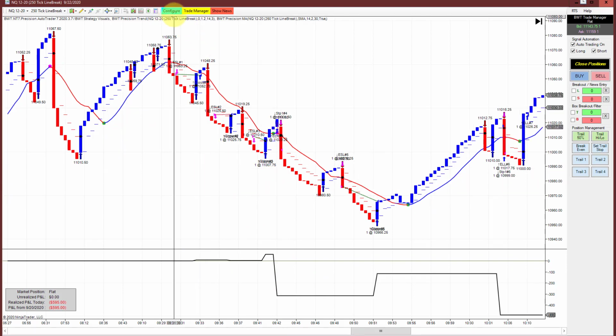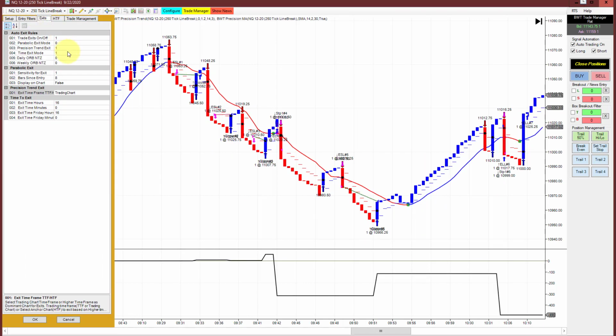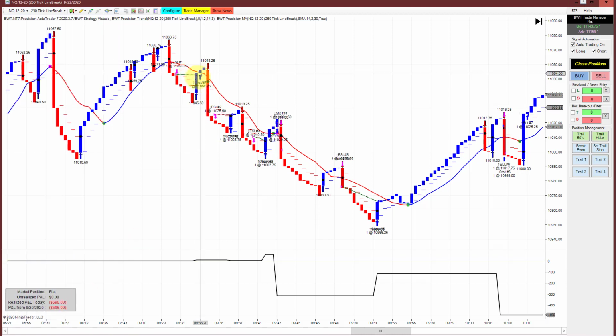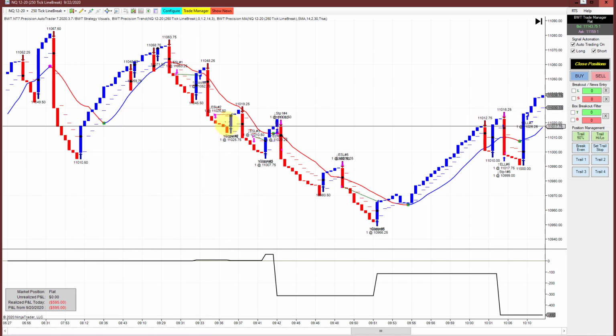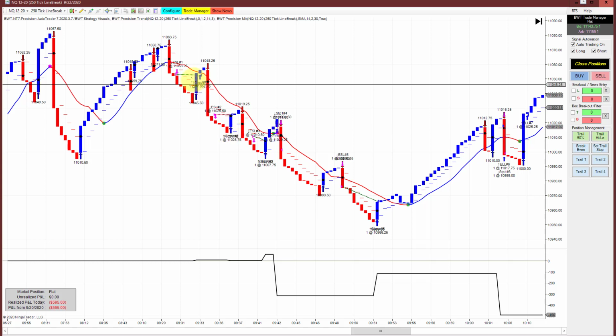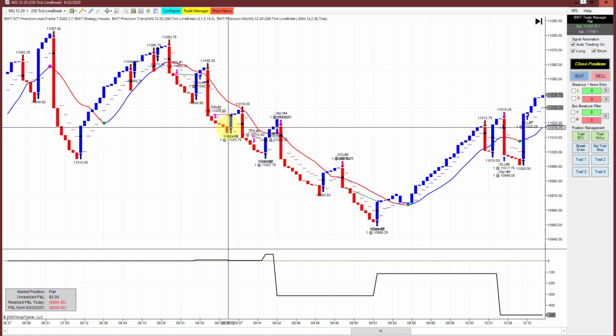On this chart I have precision trend exit set at 1. Now if this was set at 0, what would have happened is I would have traded through this pullback and probably hit my goal on the first trade. It would have traded through this and then I would have hit my goal.